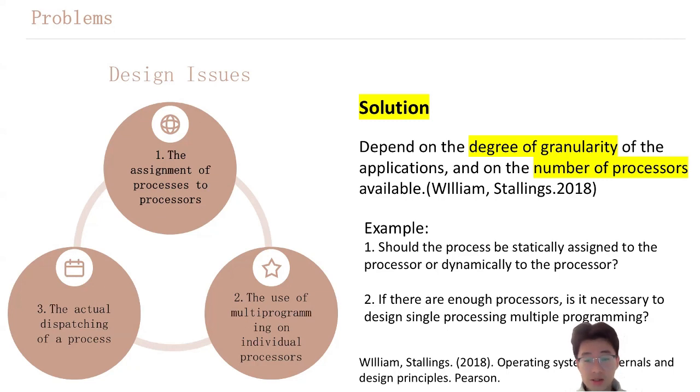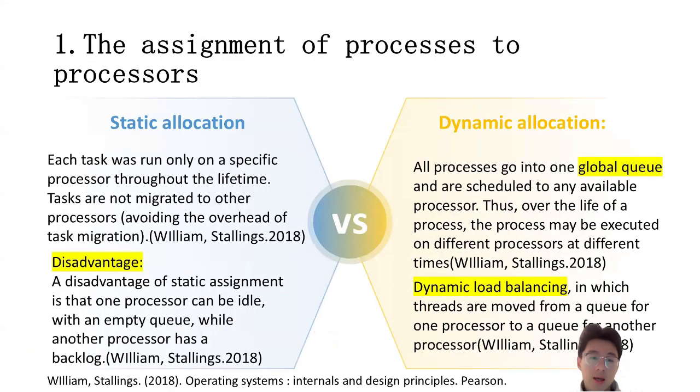Should the processors stay statically assigned to the process or dynamically assigned to the process? Or if there are enough processors, is it necessary to design single-processor multi-programming? Maybe not, right? And here you can see two allocation methods. First one is static, and next one is dynamic.